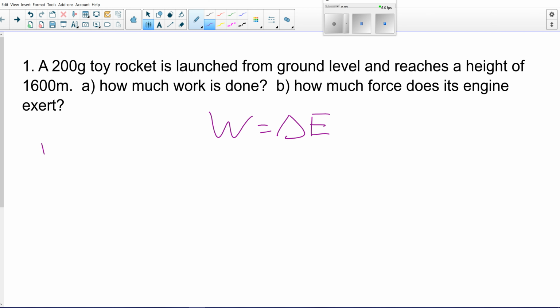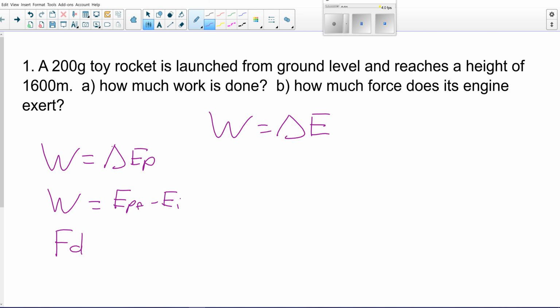So if we have a situation where work is changing the potential energy, then we would say that work equals our final potential energy minus our initial potential energy. We may have to expand the work out to this, force times distance. And then we would expand out to this as well, mghf minus mghi, and then from there it's a matter of algebra. I have to solve for whatever the question is asking me to solve for. It might be force, it might be distance, or one of the two heights. That would be all you would ever be asked to solve for.